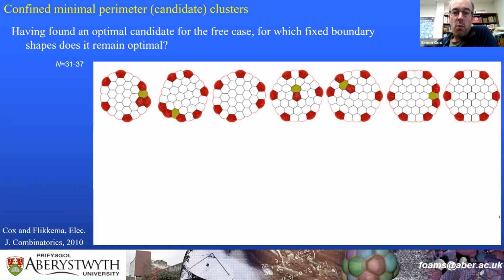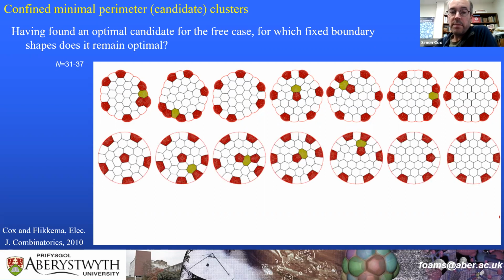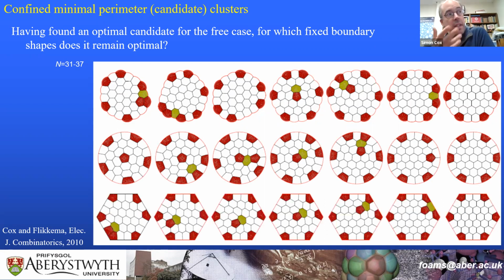And so we can do this for many sort of boundary shapes, and it perhaps would be interesting to ask, as you change the boundary, does the candidate that you find inside stay the same? And in fact, it very rarely does. So for a circular boundary, you see the hexagonal number on the right, n equals 37, has the same candidate. But apart from that, it just doesn't work. Here's the hexagonal boundary. Again, 37 is good. 34 is more or less the same in all three.